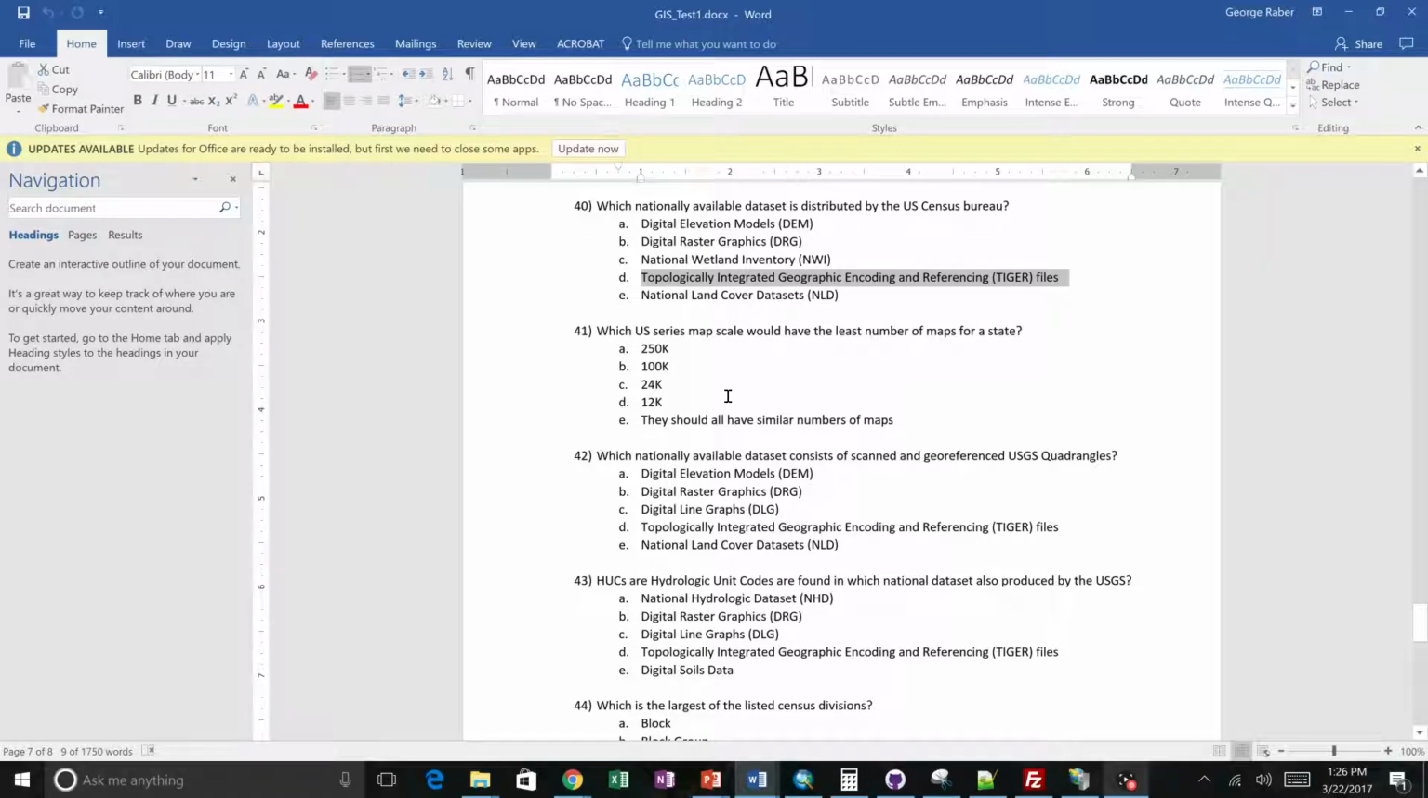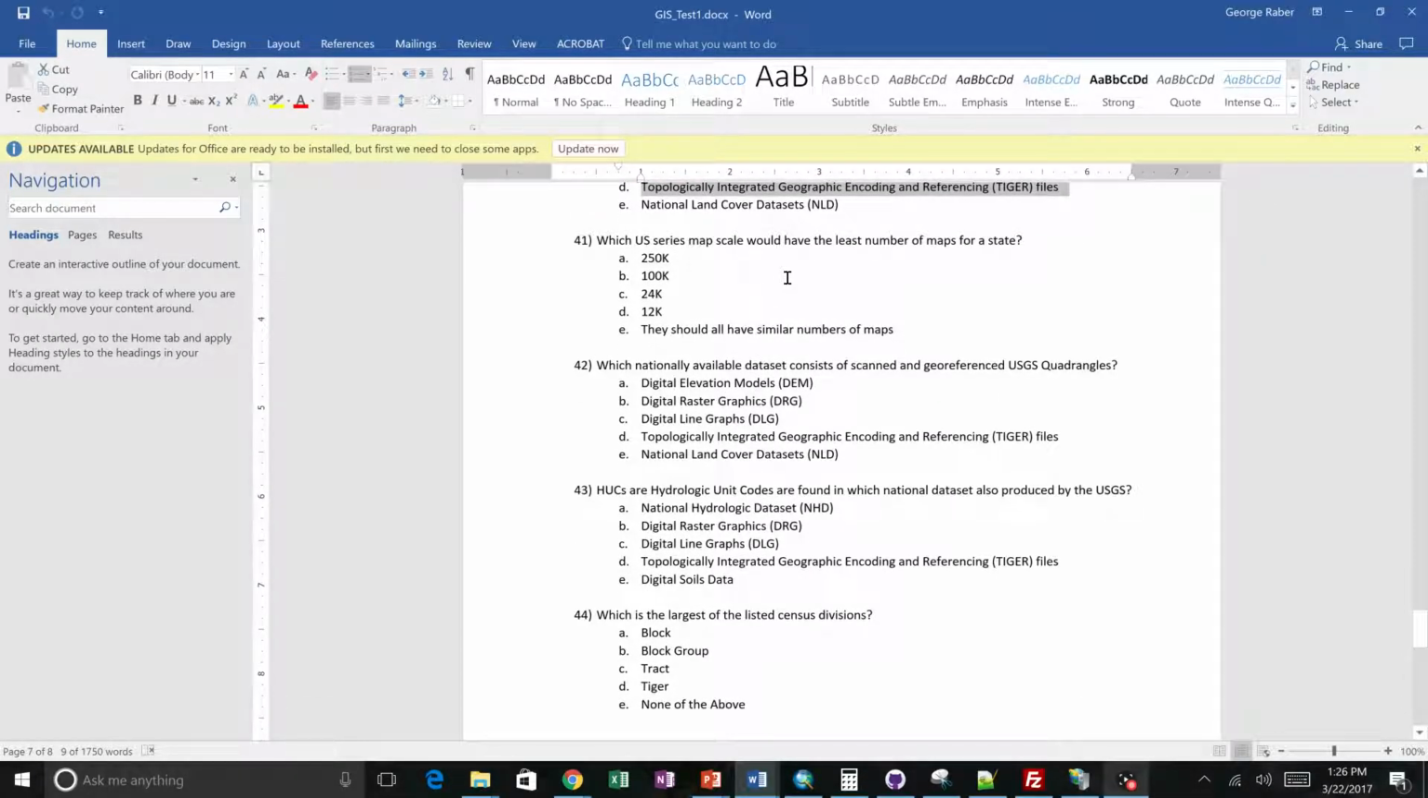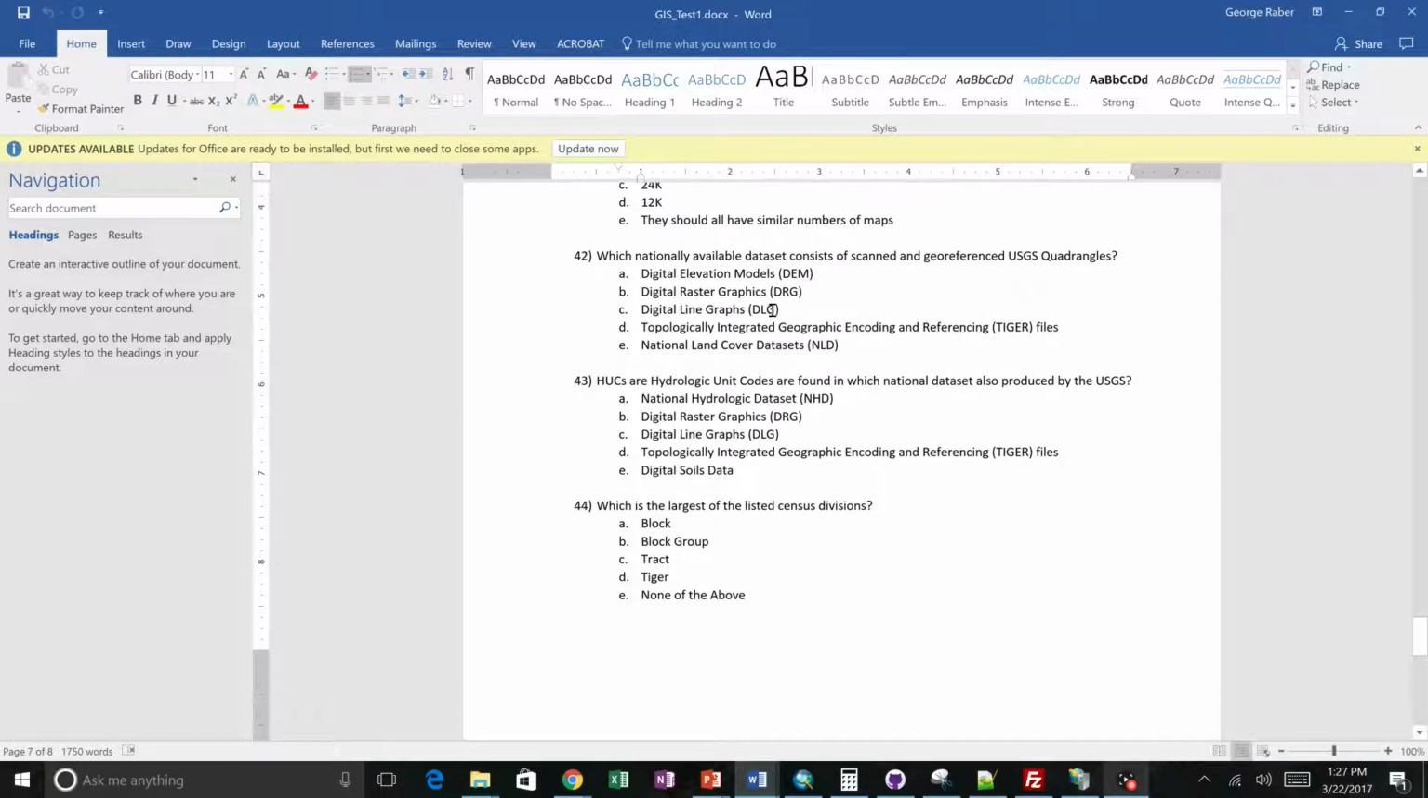Okay. E. Which U.S. Census map scale would have the least number of maps for a state? So in other words, you had to know how large these maps were, how much land area they covered. The one that has the largest number is going to have the least number of maps, because in reality it's 1 over 250K, so it has the smallest scale. It's the smallest scale map is another way to say that.